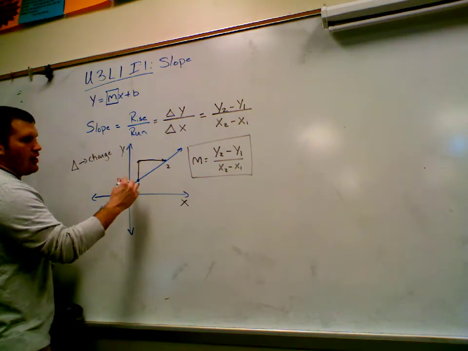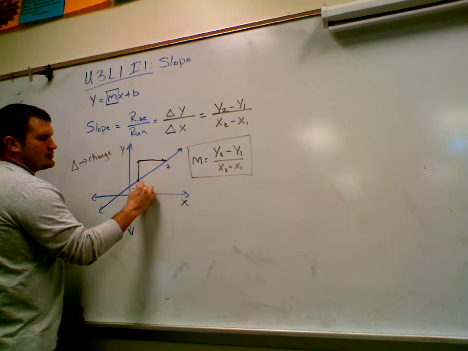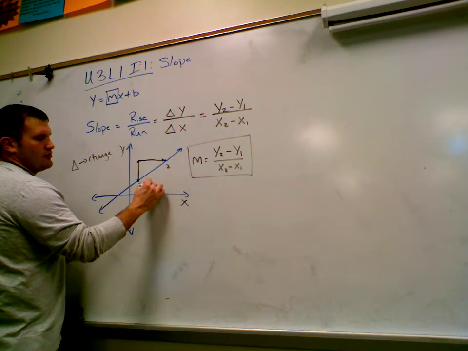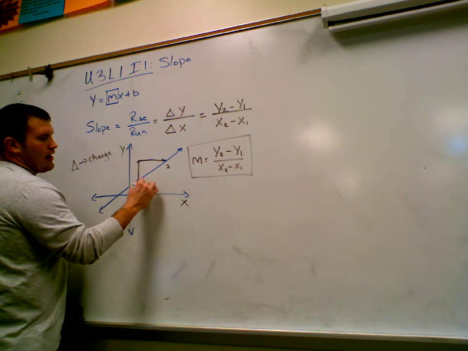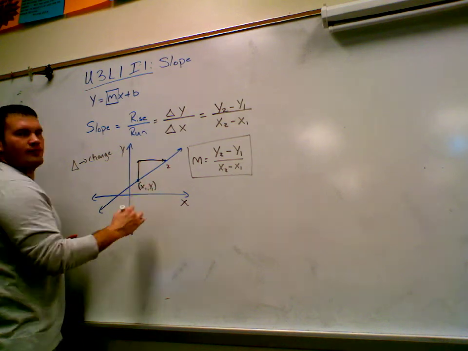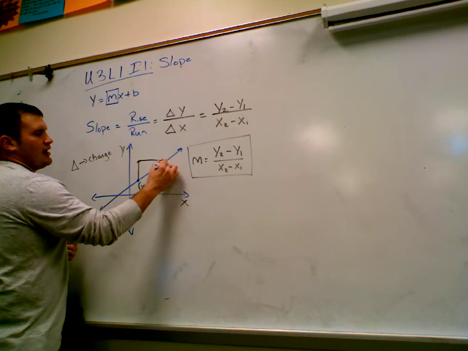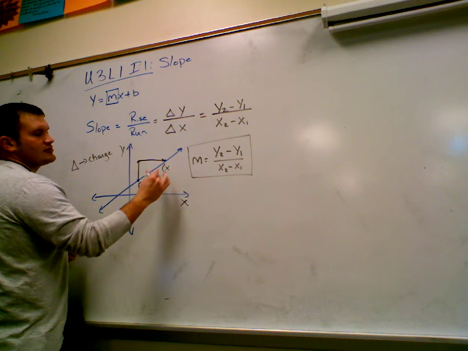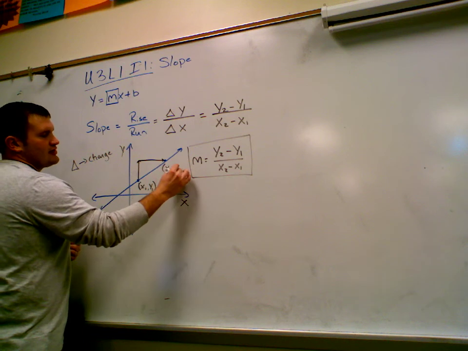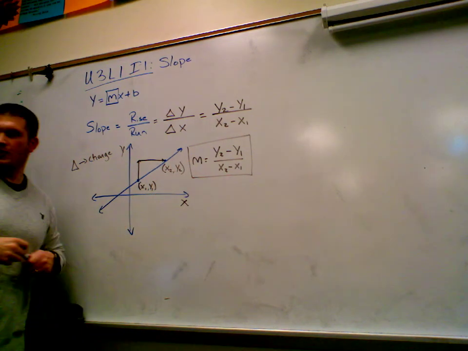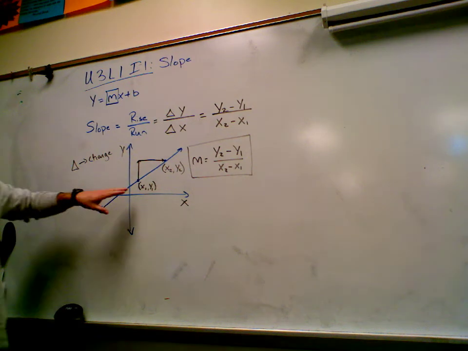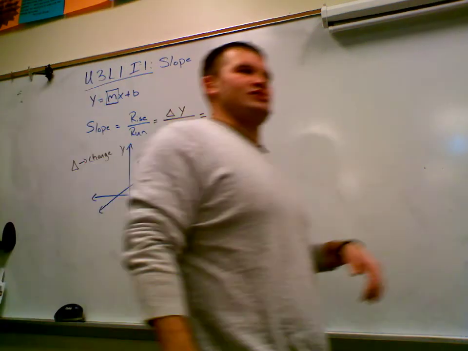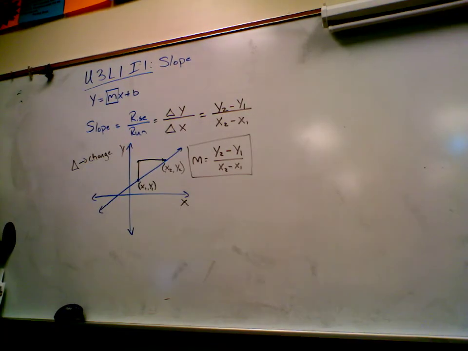I call this point 1. So this could be my x1, comma, y1. Right? And this one would be my x2, y2. Like I said earlier, it doesn't matter which one is which, 1s and 2s, as long as the 1s are together and the 2s are together.